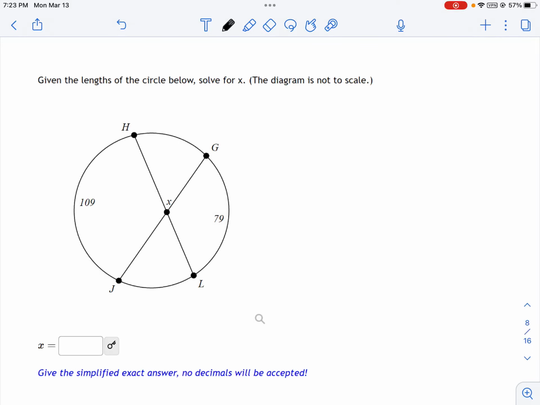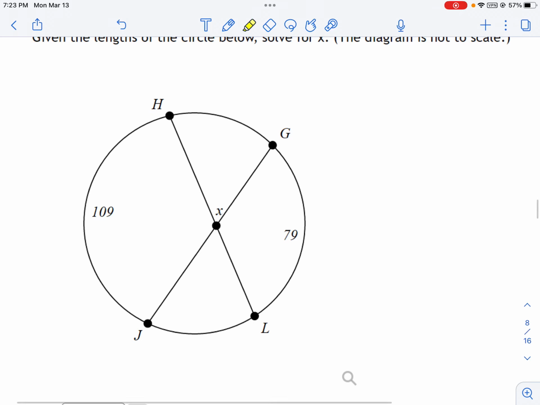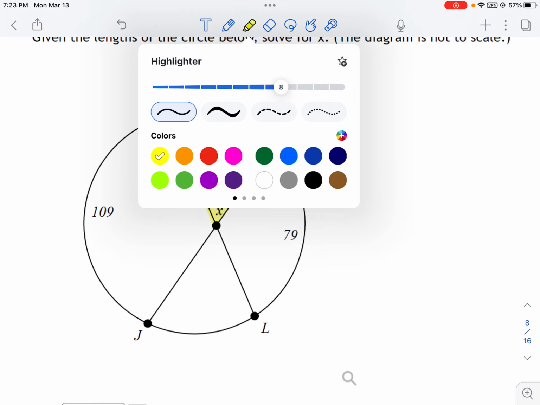So we have given the lengths in the circle below, specifically the arc measures, right? We're solving for x. Now where is x? X is this lovely little distance right here. Okay, this is our x. Now we have a property with chords.